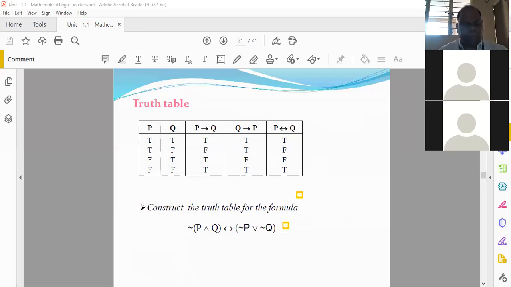What about the biconditional? What is the equivalence of the biconditional? Anyone, please respond. Last class we discussed. Yes, very good answer: P implies Q and Q implies P.